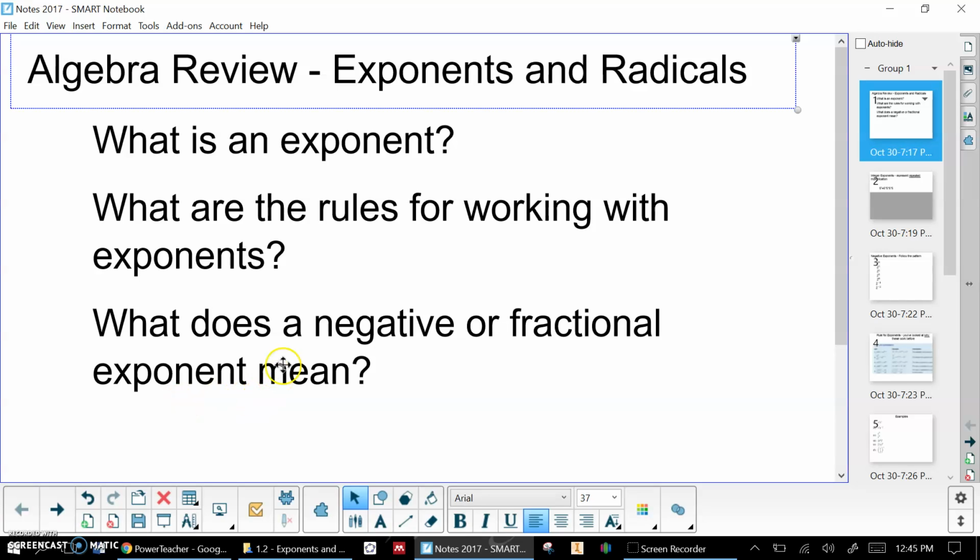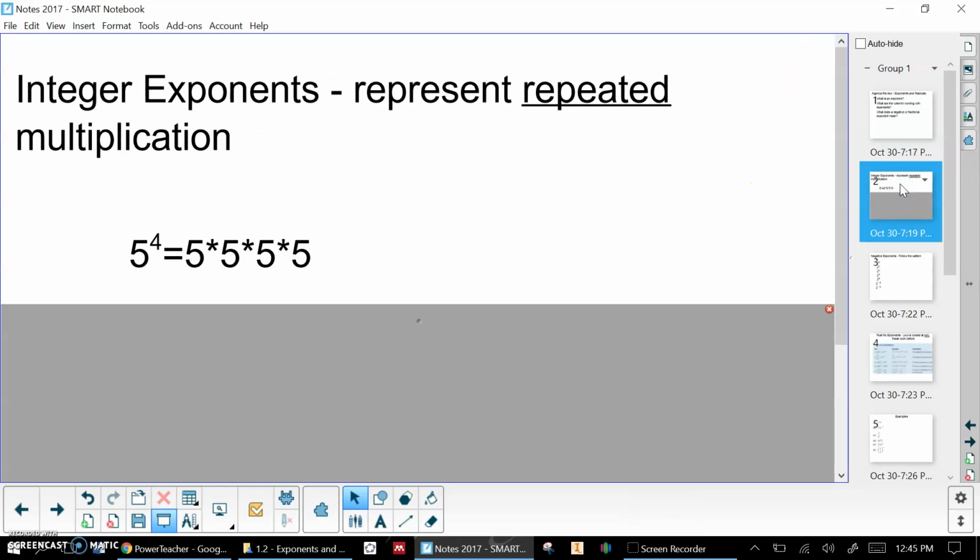Everything in this section here is review from last year. But if there's anything that we're not understanding, make sure we're stopping and getting a better understanding of that before we move on. So, to start off with, let's just quickly review what an exponent is.